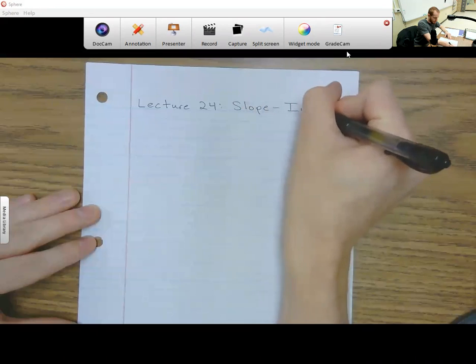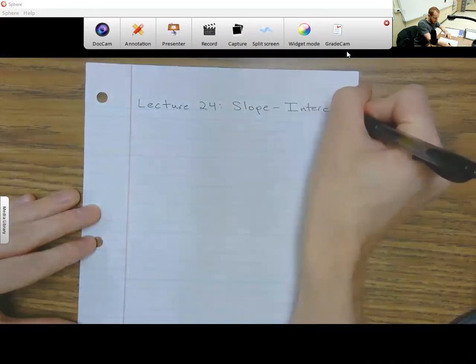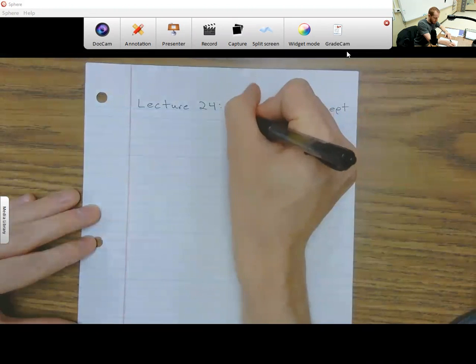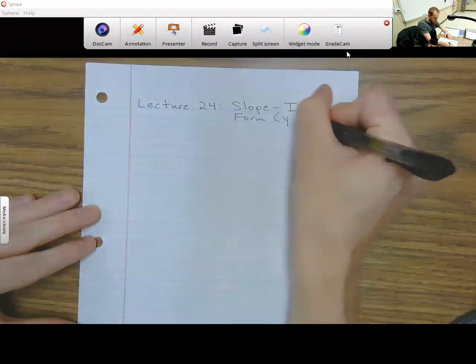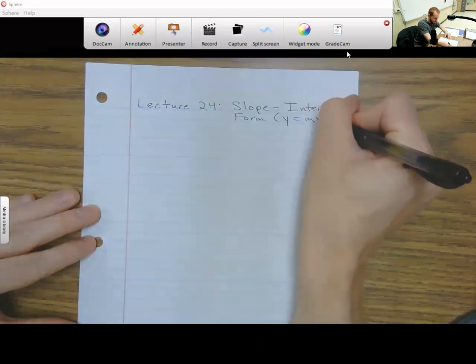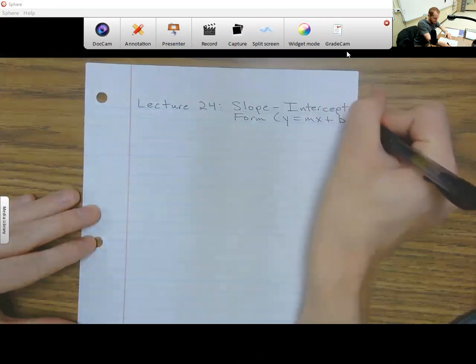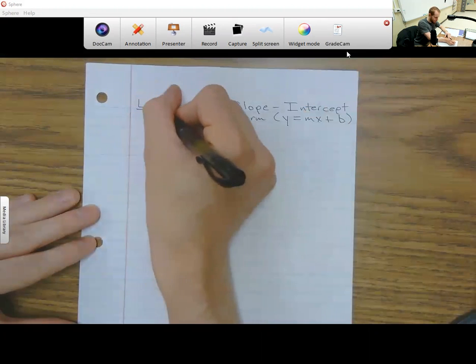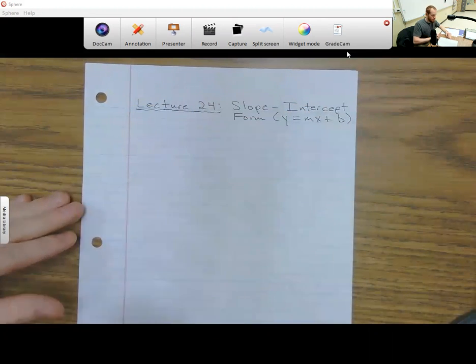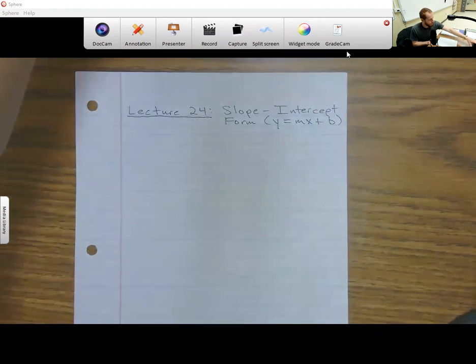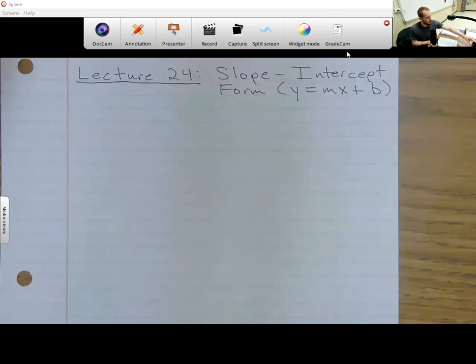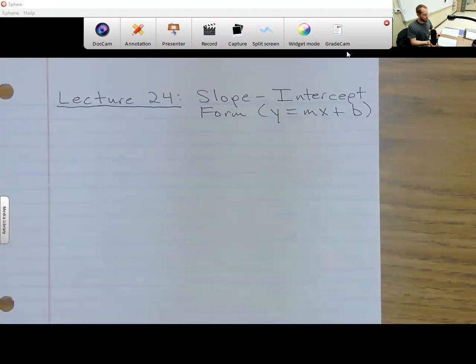Slope-intercept form, otherwise known as y equals mx plus b. Okay, so in the past weeks, we've been talking about slope, and we've been talking about standard form. So let's just go ahead and dive into it.